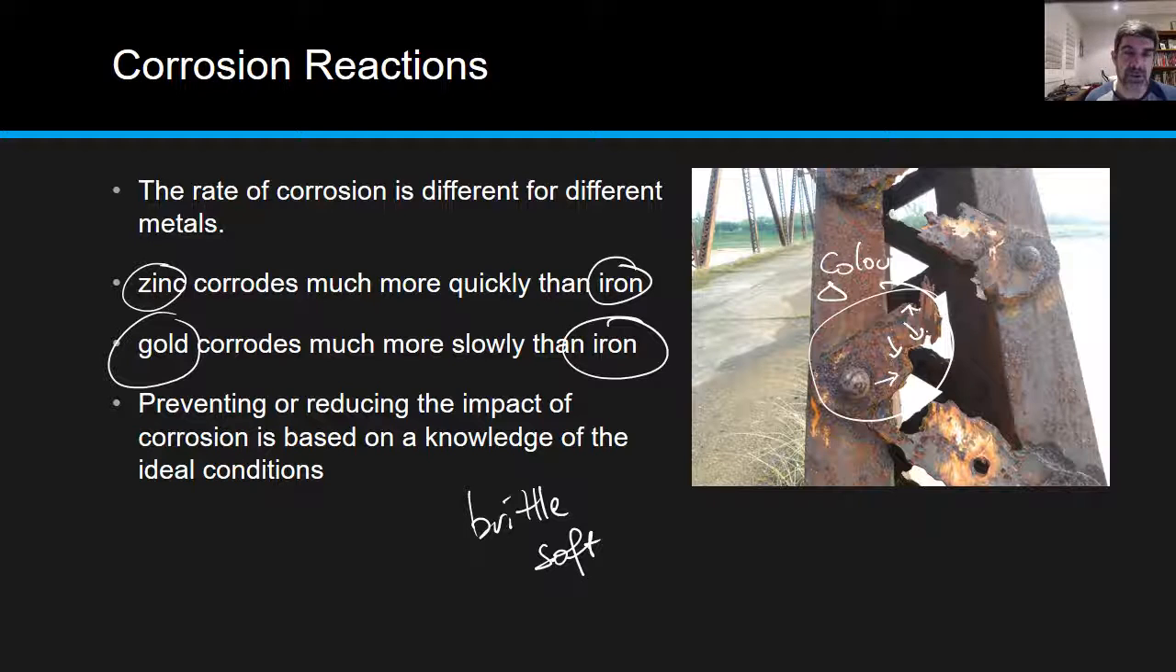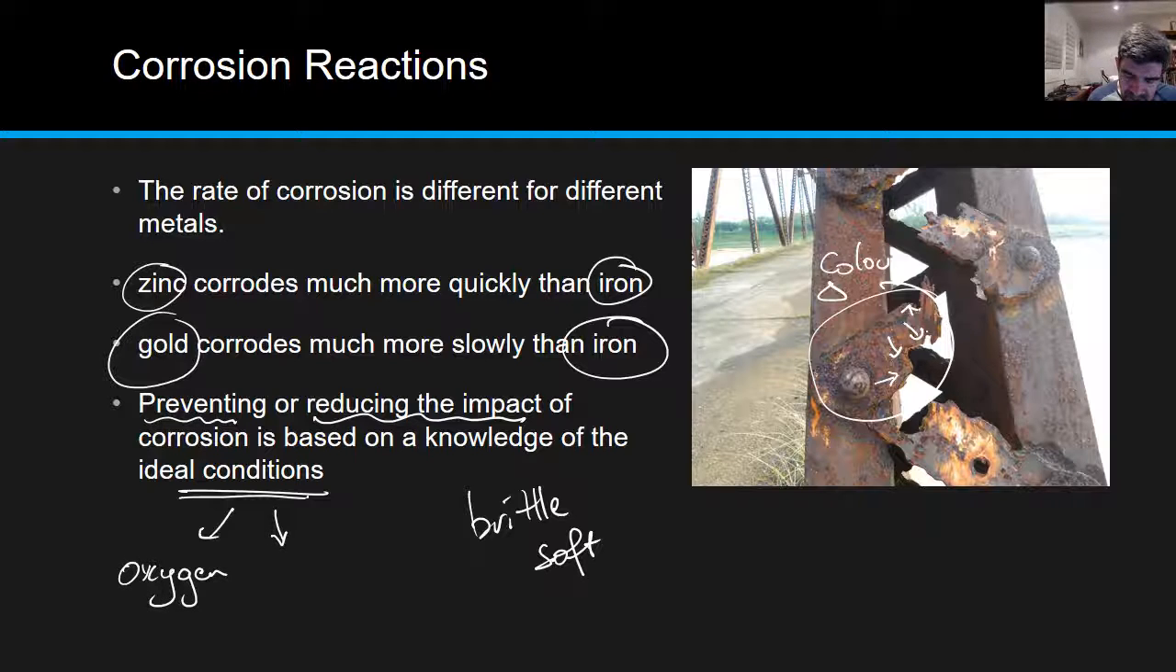So what we need to do is look for ways of preventing or at least reducing the impact of corrosion. And in order to do that, we need to know something about the different types of conditions that are necessary for corrosion to occur. We need oxygen.